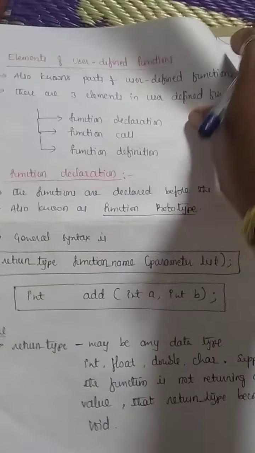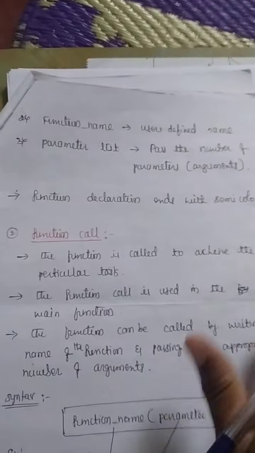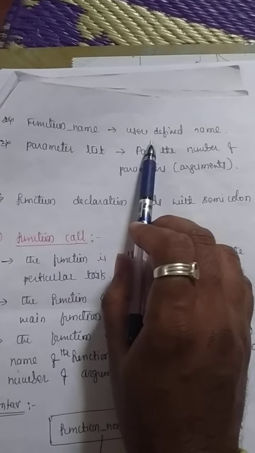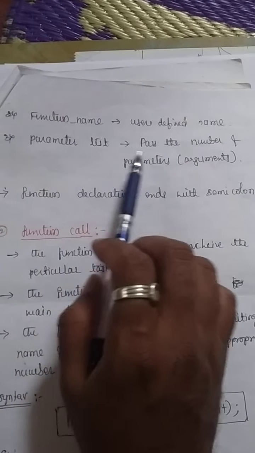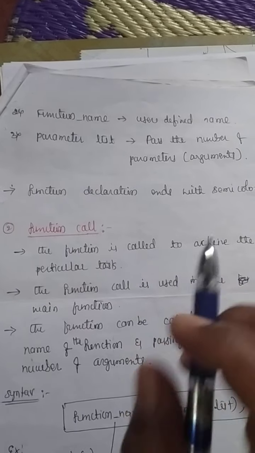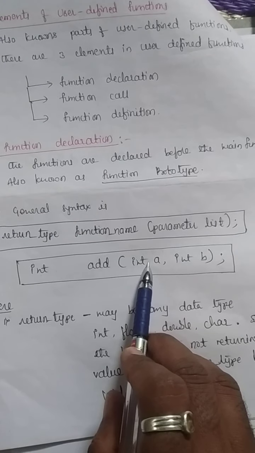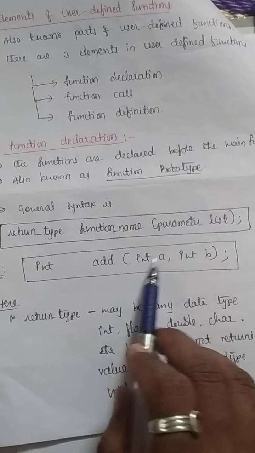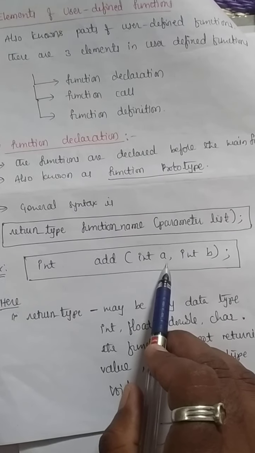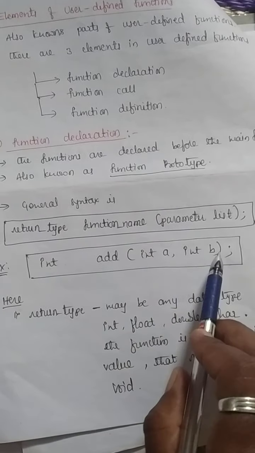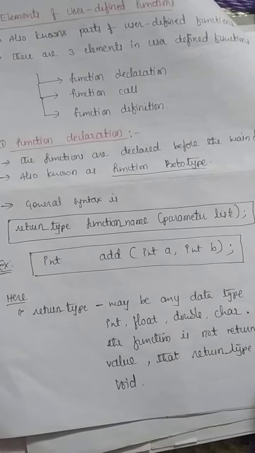The function name, as I told, is a user defined name. The parameter list can be anything, but each parameter should be separated by a comma operator. For example, a is one parameter, b is one parameter. These two parameters are separated by a comma operator, and the function declaration ends with a semicolon.